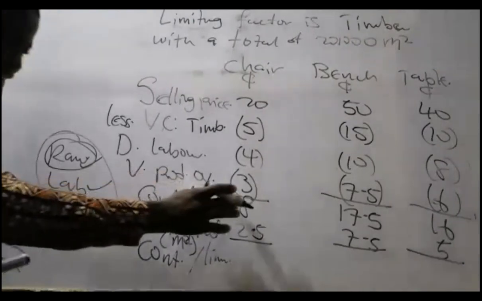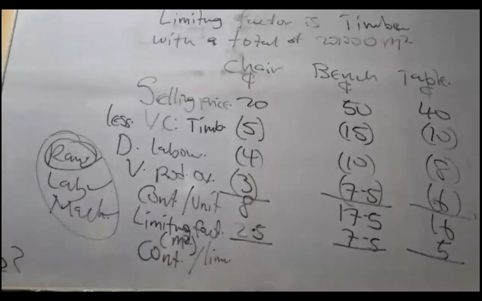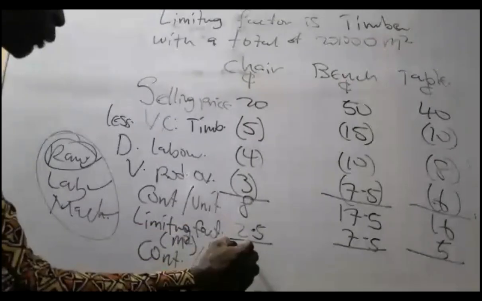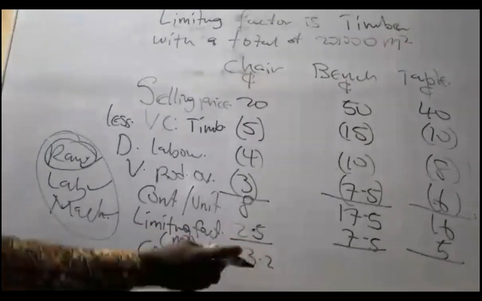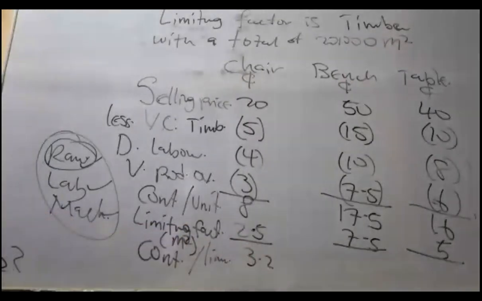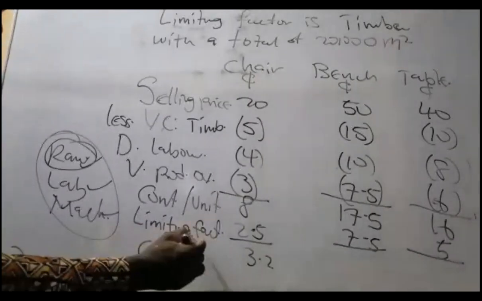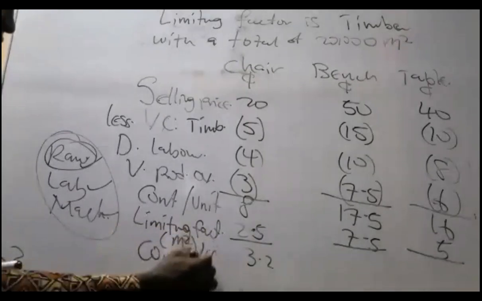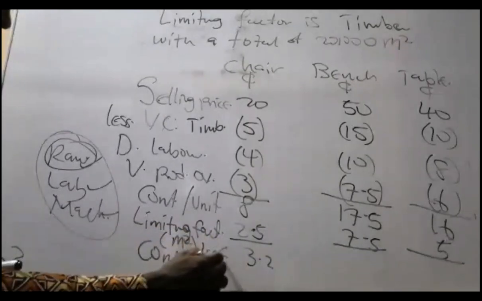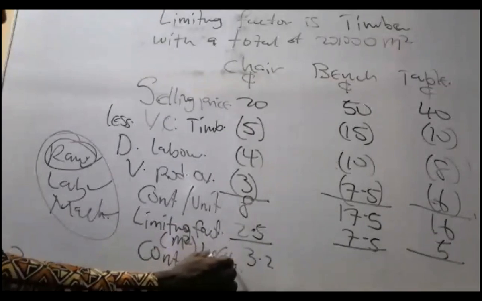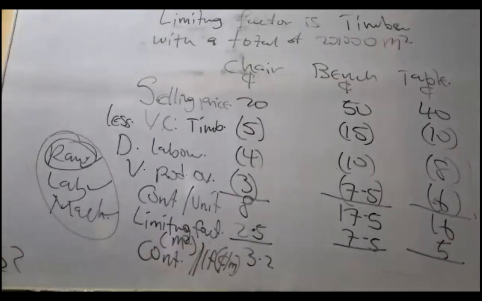Dividing 8 Ghana cedis by 2.5, we have what we call 3.5. Now, this, if you want to write it in full, it is the contribution per limiting factor, in bracket, Ghana cedi per square meters. Good. Ghana cedi per what? Square meters. So take note. Ghana cedis per square meters.